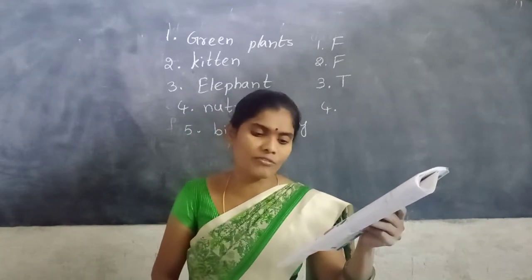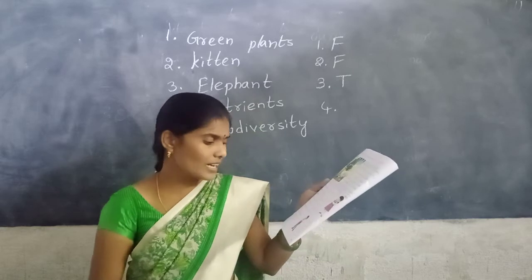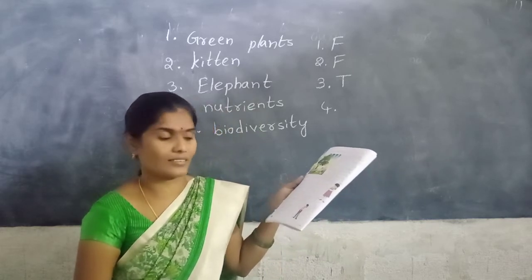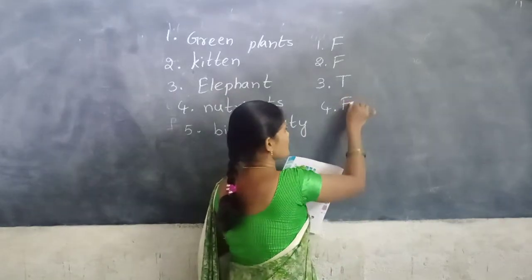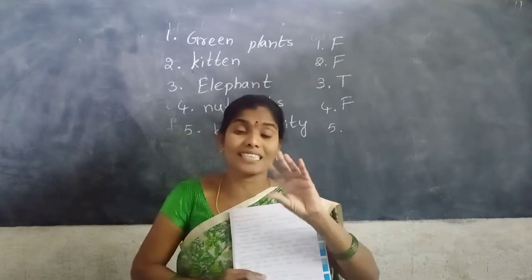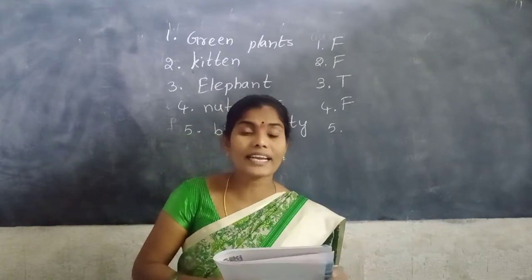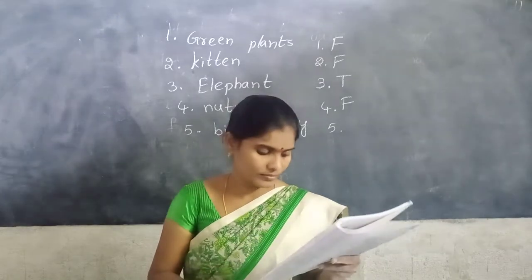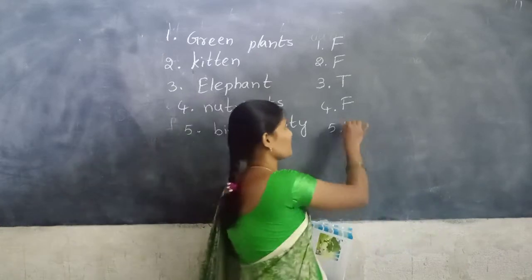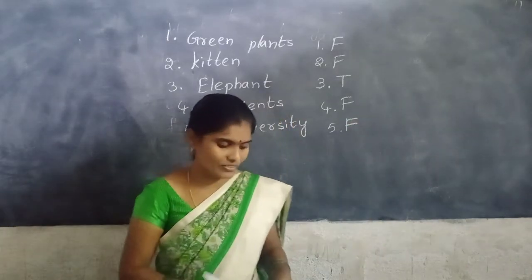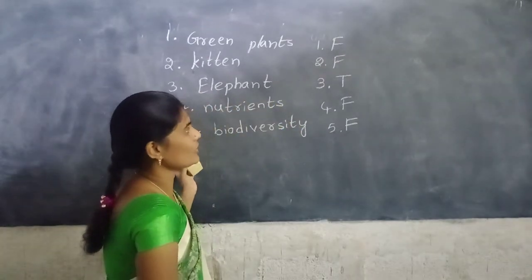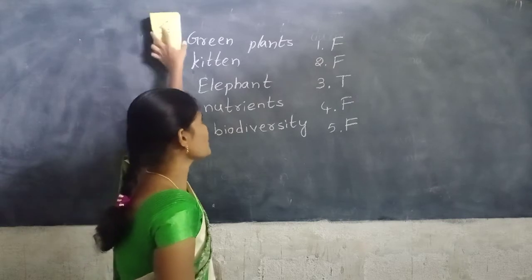Butterflies suck honey from flowers. No, they suck the nectar from the flowers. False. Butterflies and honeybees suck the nectar from the flower. Lion guards our house? No. False. Dog guards our house. First one false, second one false, third one true, fourth one false, and fifth one also false.